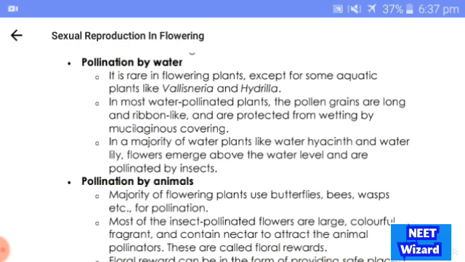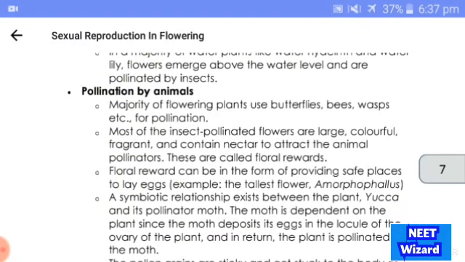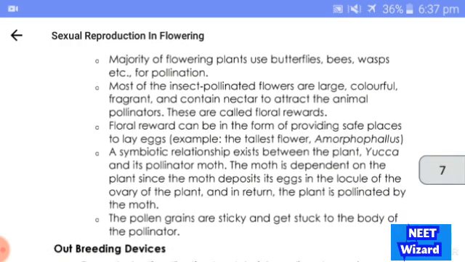Pollination by animals. Majority of flowering plants use butterflies, bees, wasps, etc. for pollination. Most of the insect pollinated flowers are large, colorful, fragrant, and contain nectar to attract the animal pollinators. These are called floral rewards.